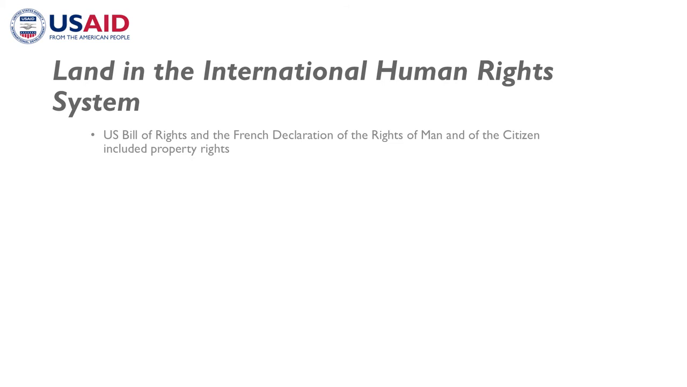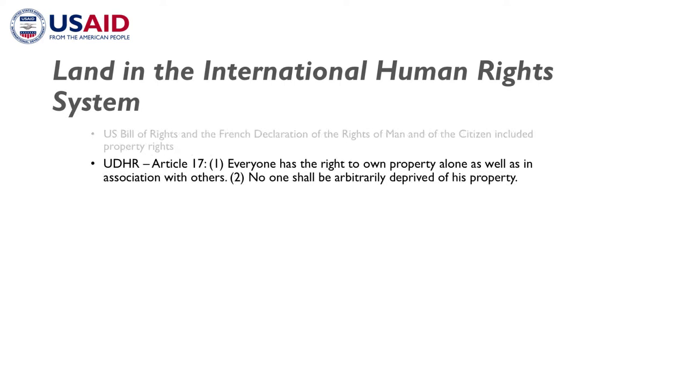In the 18th century US Bill of Rights and the French Declaration on the Rights of Man, the protection of property rights was actually at the same level as the right to life. The Universal Declaration of Human Rights in Article 17 actually discusses a right to property. It states, 1, everyone has the right to own property alone as well as in association with others. 2, no one shall be arbitrarily deprived of his property.